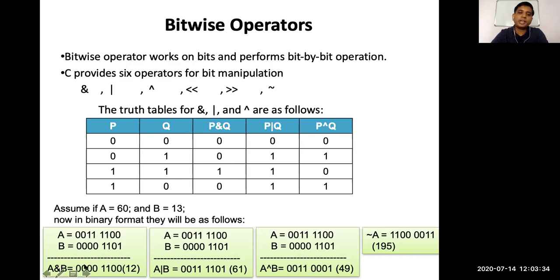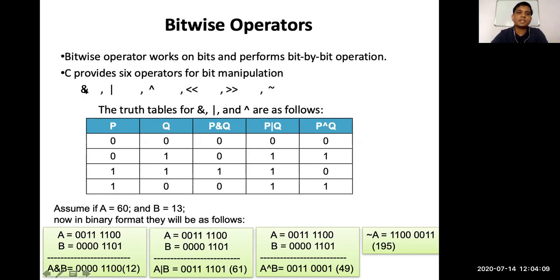Now if you are doing A AND B, first 0 and 1 is 0, 0 and 0 is 0, 1 and 1 is 1, 1 and 1 is 1, 1 and 0 is 0, 1 and 0 is 0, 0 and 0 is 0, and 0 and 0 is 0. So A AND B in binary becomes 0000 1100. If you convert this into decimal, it becomes 12. So according to this, we can perform bitwise operations.